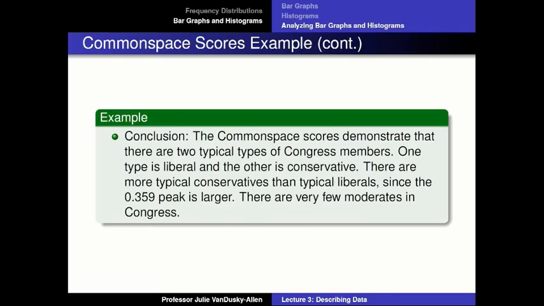So based on this information, we can conclude the common space scores demonstrate that there are two typical types of Congress members. One type is liberal, the other is conservative. There are more typical conservatives than typical liberals, since the 0.359 peak is larger. There are very few moderates in Congress.